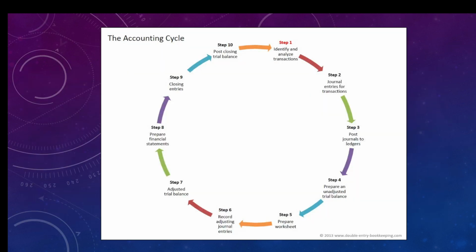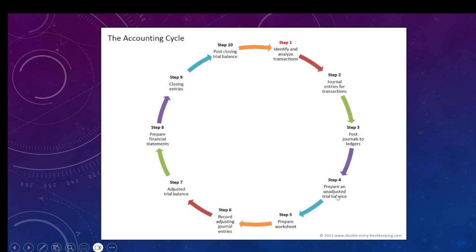Now, this is the accounting cycle that is followed in an ERP like F&O. How does it start? It starts with identifying and analyzing the transaction, and then we create a journal for those transactions, and then we post the journals to the general ledger, and then we generate an unadjusted trial balance. What does that mean? It means that there could be some error in the trial balance. This first step is called the unadjusted trial balance.